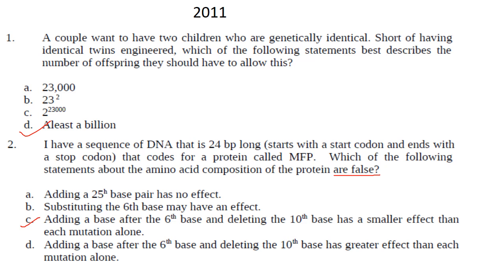Adding a 25th base pair has no effect. The DNA sequence is only 24 base pairs long, and it includes the start codon as well as the stop codon. So adding a 25th base pair will not have an effect. That is correct. Substituting the 6th base may have an effect. Yes, it can result in a change in the amino acid sequence.